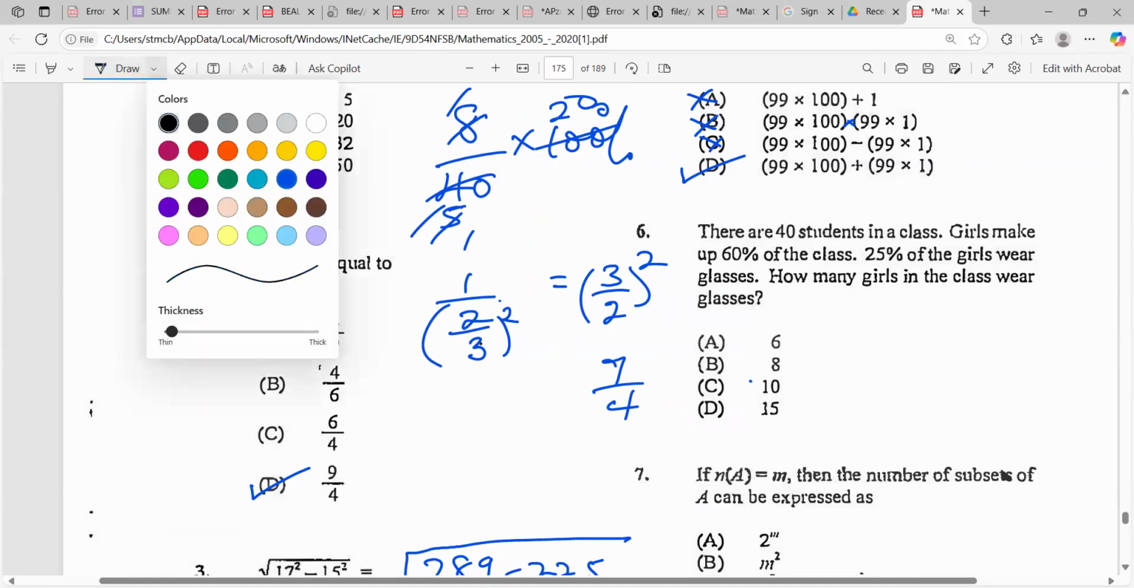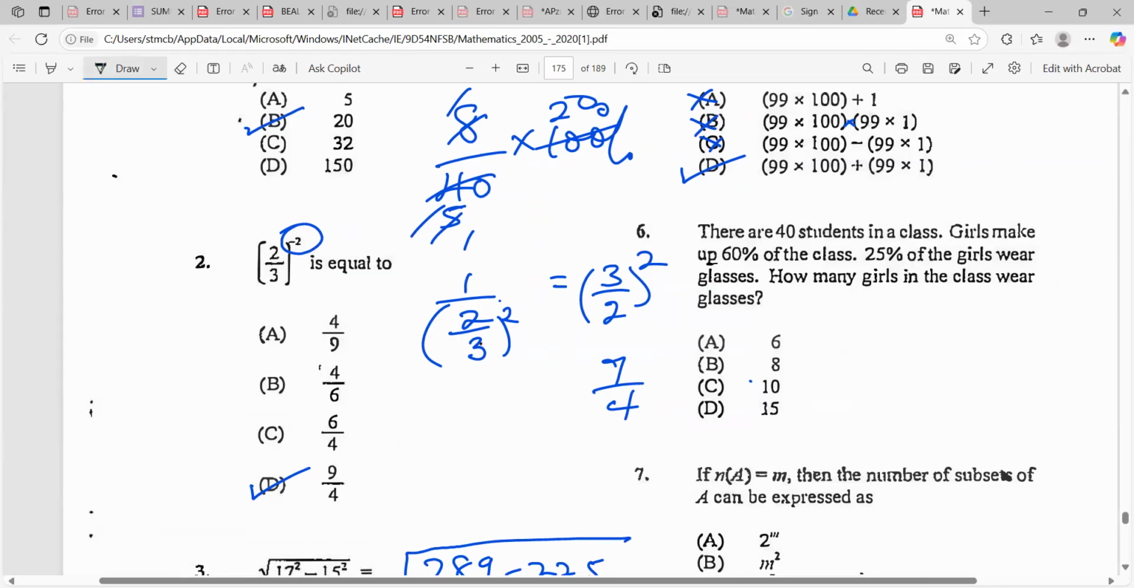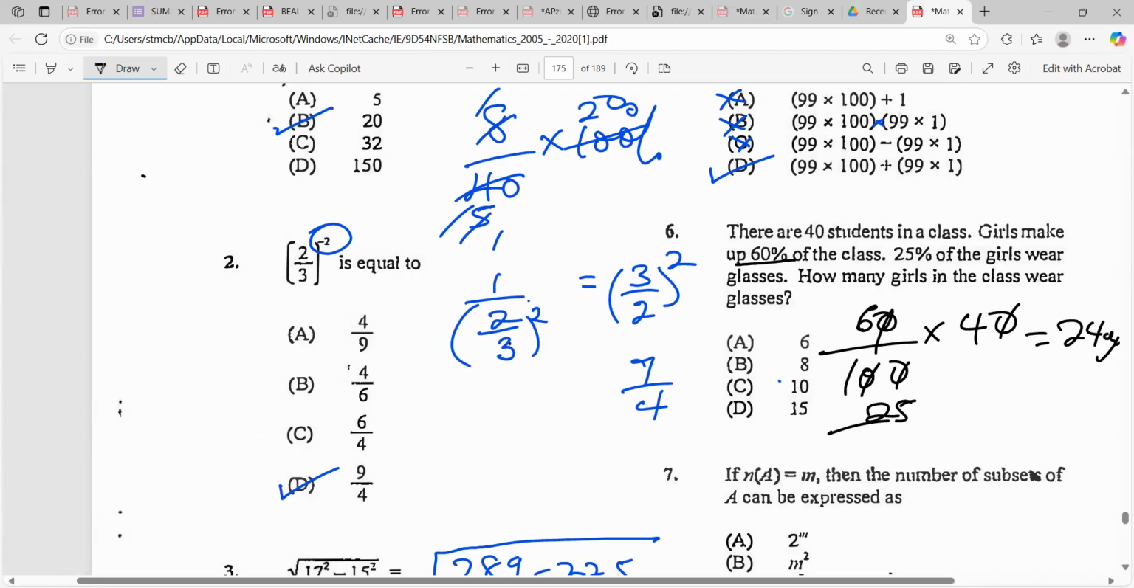So we need to figure out the fraction, which is 60%. So if 60% of them are girls, we'll find out how many girls in total. So 60% of 40. That works out to 24. So in all, they have 24 girls. And of these 24, 25% are wearing glasses. So we just multiply that by 24. And we know that is a quarter. 4 into 24 goes 6 times. So that would have been A.